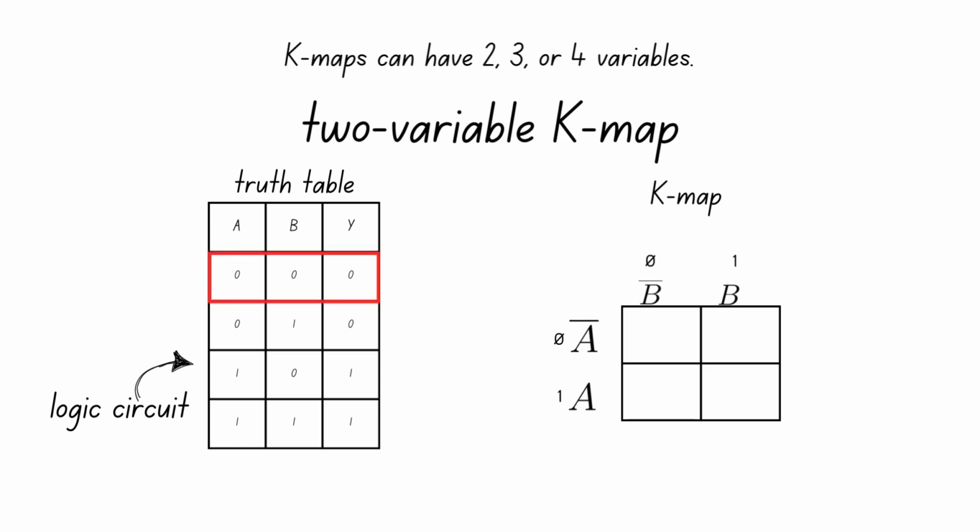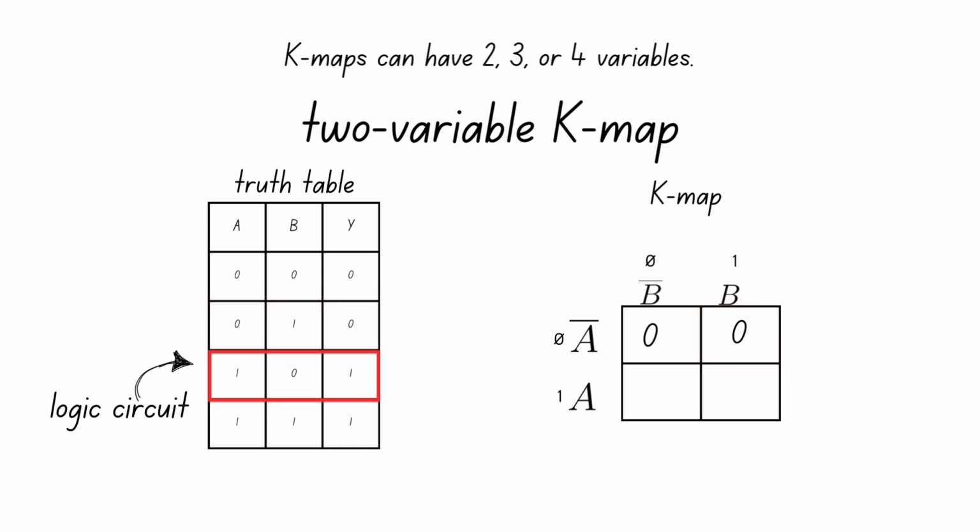For the first row in the truth table, y is 0 when both a and b are 0. So, we go to our K-map and locate the cell corresponding to zeros for both our variables, then place the corresponding value of y in it. For the next row, y is 0 when a is 0 and b is 1. This corresponds to this cell in the K-map, so we place another 0 in there.